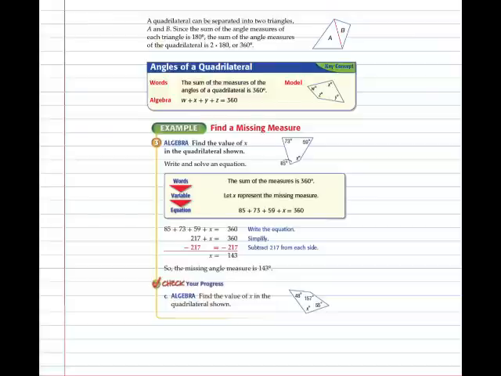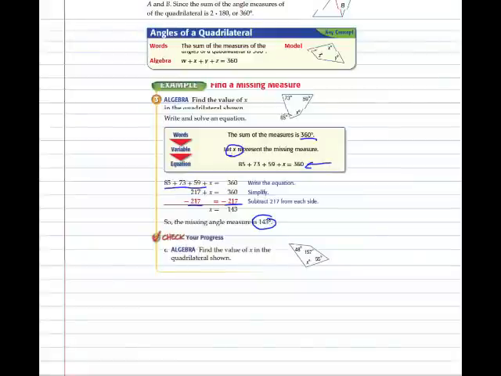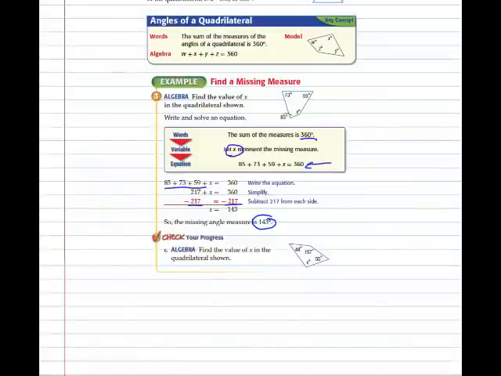So we can use that to find the missing measure in a quadrilateral. Find the value of x in the quadrilateral shown, so we know the sum is 360. We write x as our variable to represent the missing side. This is our equation. Down here, we combine all these like terms, get 217, undo the addition with subtraction, and find that our missing angle is an obtuse 143 degree angle.